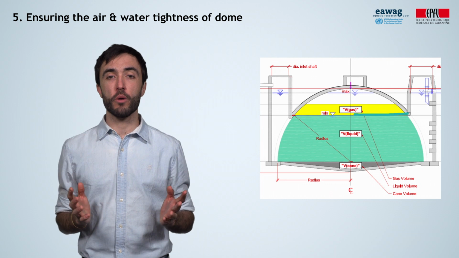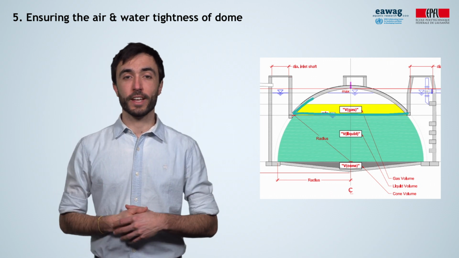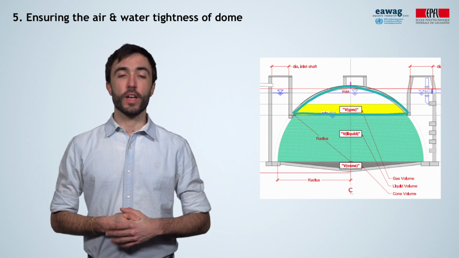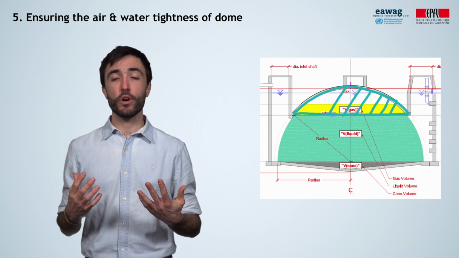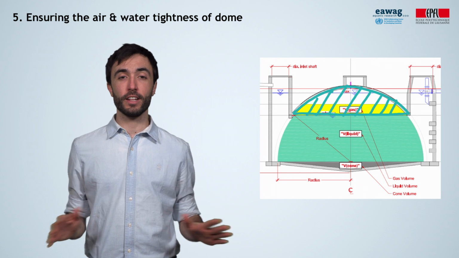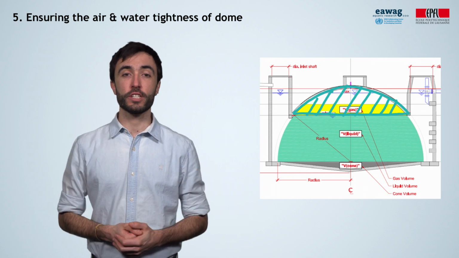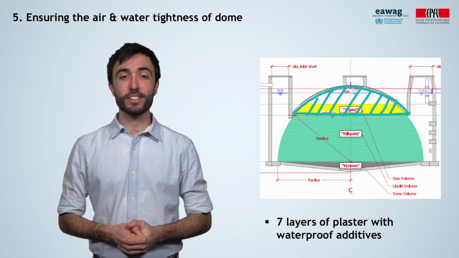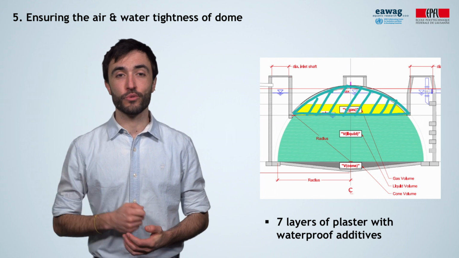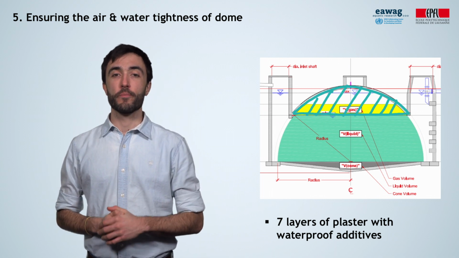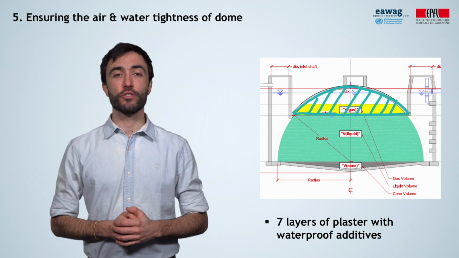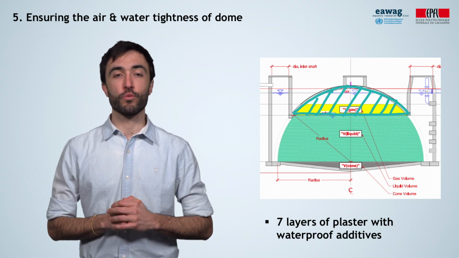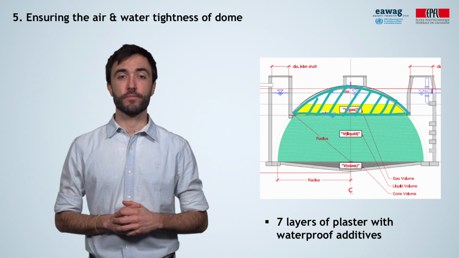The volume of the dome above the lintel is where the gas will be stored until it is consumed. It is therefore crucial to make the inner wall of the dome in this section completely airtight. In the case of Dar es Salaam, this is done by applying 7 layers of plaster with waterproof additives. Before putting the plant into operation, it is highly recommended to conduct gas pressure and water tightness tests.